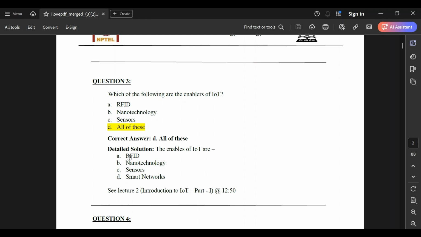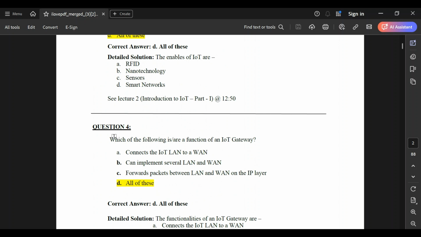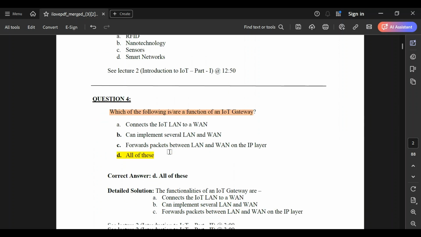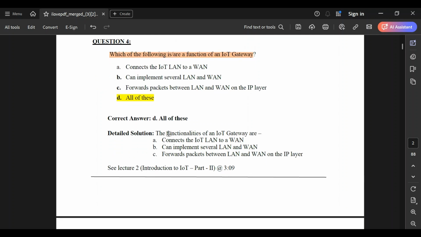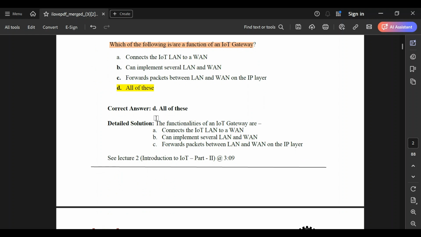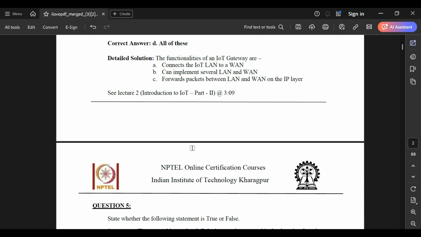Okay, so moving to the next question also, you can see here which of the following are the functions of the IoT gateway. So you can see it is connect the IoT LAN to WAN and can implement several LAN and WAN, and then forward packets between LAN and WAN and IP address. So all of these are the functionalities of the IoT gateway. So you can see out here it is a detailed solution. Also, you can read it out.